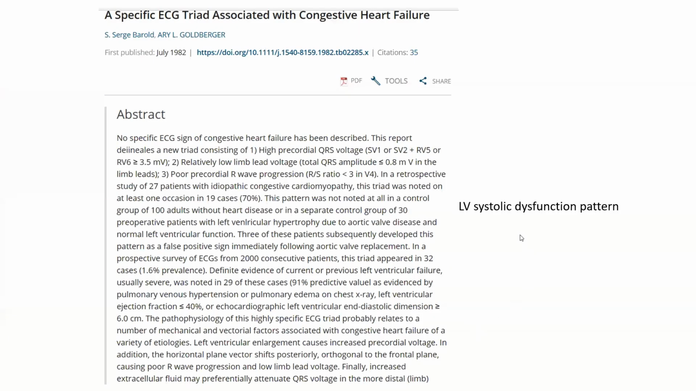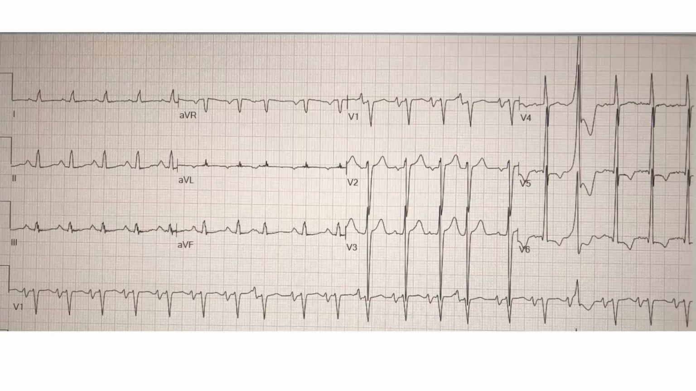And this is the paper by Goldberger that validated this. It's a very specific feature, not very sensitive in modern registries. It's maybe 20% sensitive. In my experience, it's quite common. I see it at least a couple times a week.